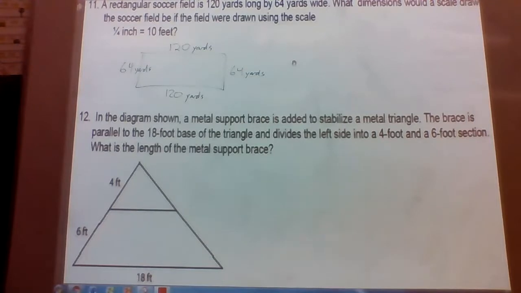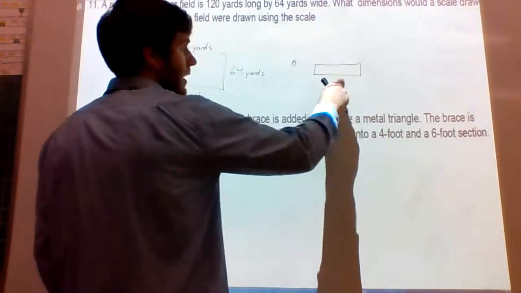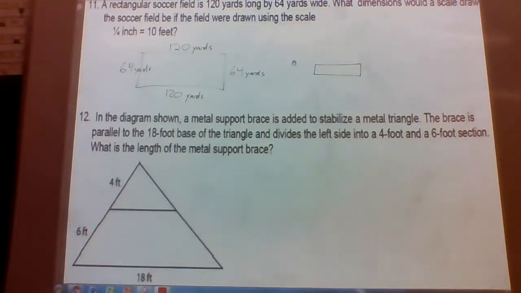So there are 3 feet in a yard. Okay, so let's convert all of these. Well, 64 doesn't divide by 3. We're just going to have to deal with bad numbers. Okay, so we want to find a new model of our field using a scale where 1/4 of an inch equals 10 feet.